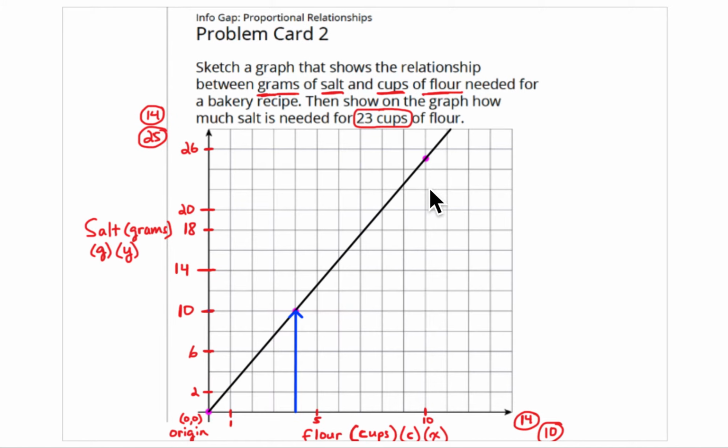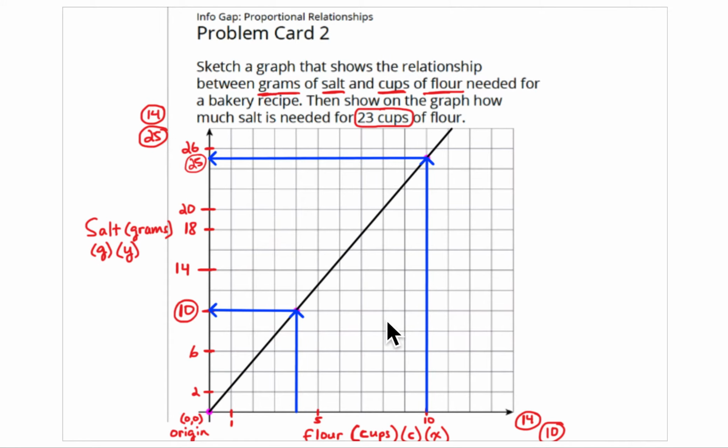And then if you continue up, if you go to 10 cups of flour, and now if you draw the line, you can go up to here, and it's going to intersect with an arrow that's drawn out this way. So where those two arrows intersect, that's the relationship. So for 10 cups of flour, you needed 25 grams of salt. So 10 cups of flour, 25 grams of salt.